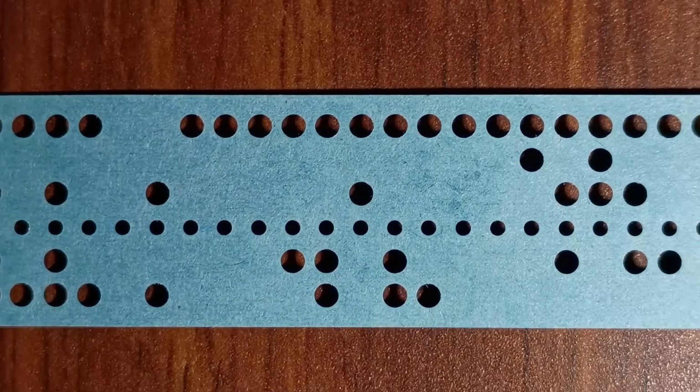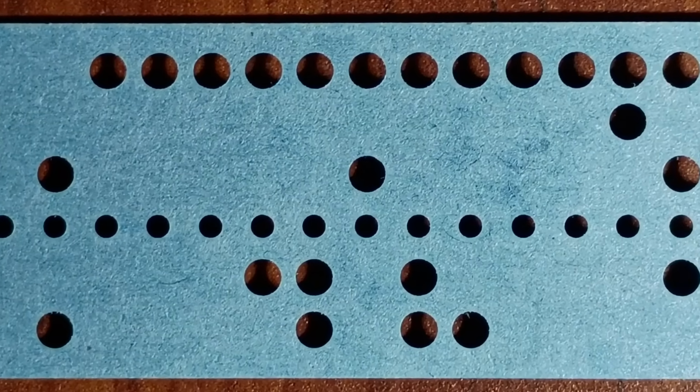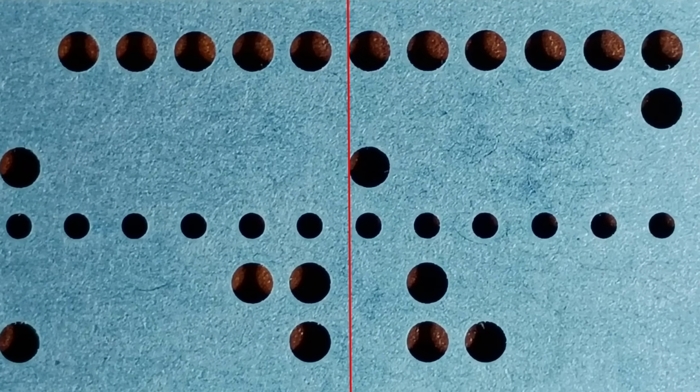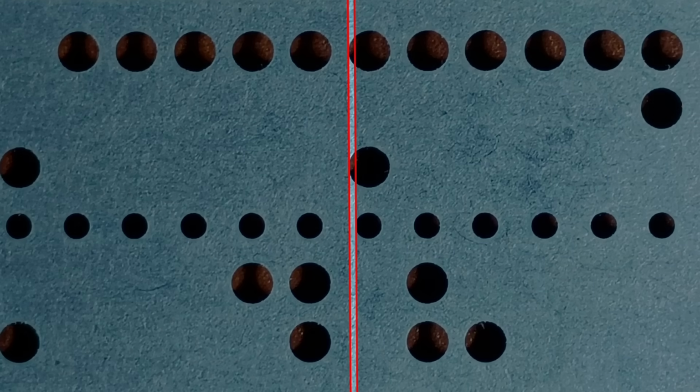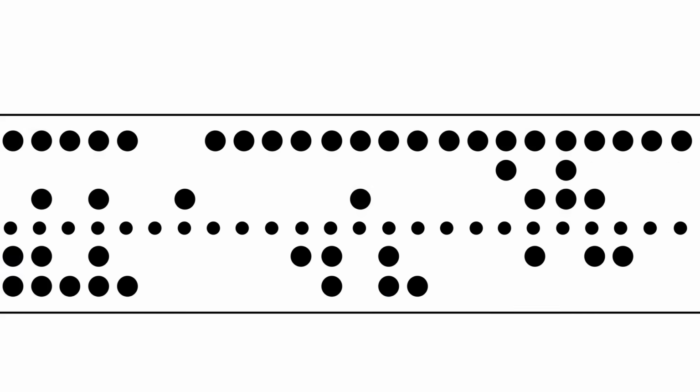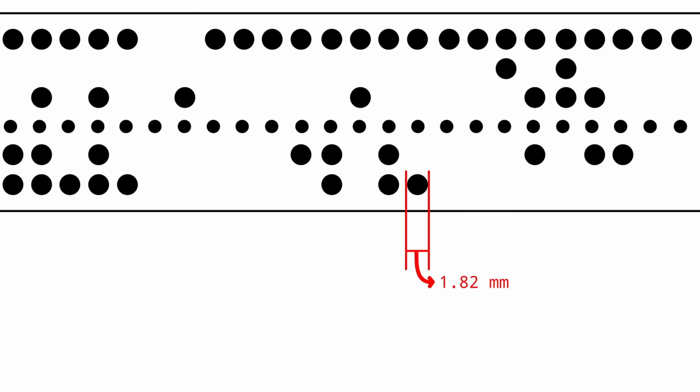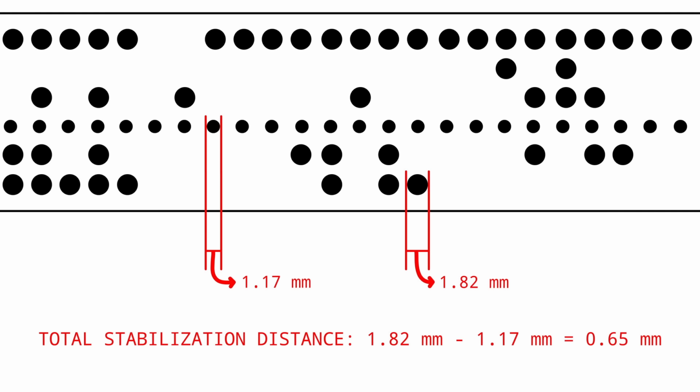So what does this mean for the Bendix G-15 itself? That paper tape is moving along at a decent clip, 200 characters per second. But actually, it's even worse than that, because the photodiode has to detect the change in light on a data hole and fully stabilize before the clock hole starts to transition. And so if we put some numbers on this, the data holes are 1.82 millimeters, the clock hole is 1.17 millimeters, which means that that photodiode has to detect the change of light and stabilize in just 0.65 millimeters.